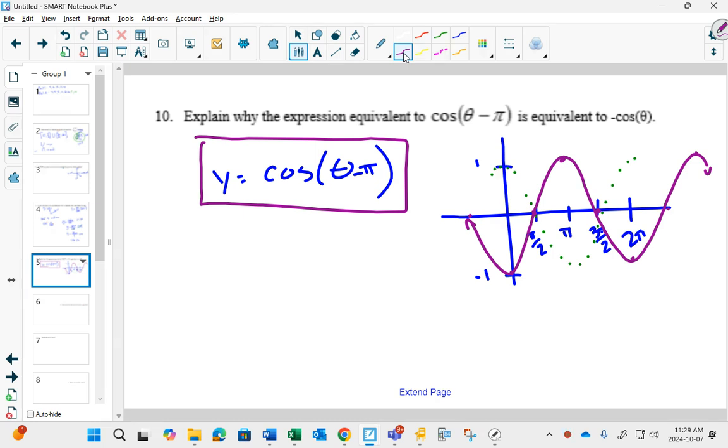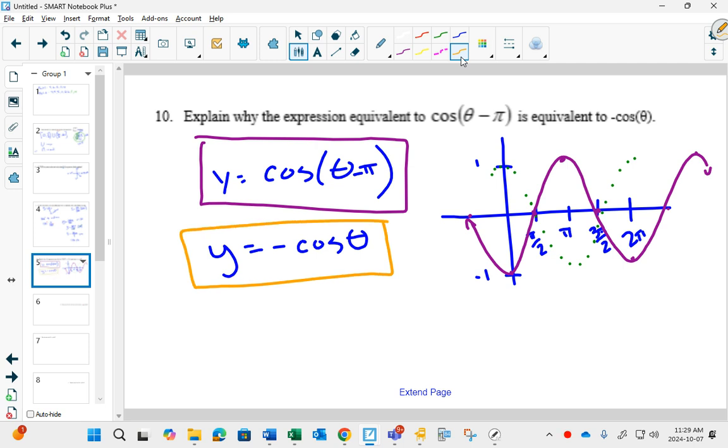Next, I'm going to graph y equals negative cos of theta in orange. What does that negative do? That's just a vertical reflection. So your cos graph, instead of starting at a maximum, will start down here at a minimum. Then go center line, max, center line, minimum, and I'll draw that one.